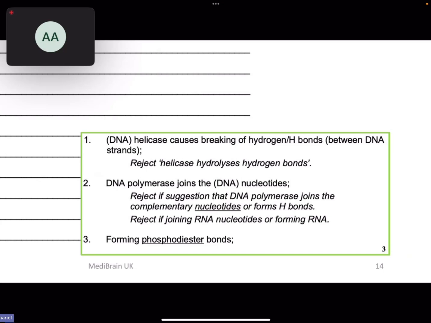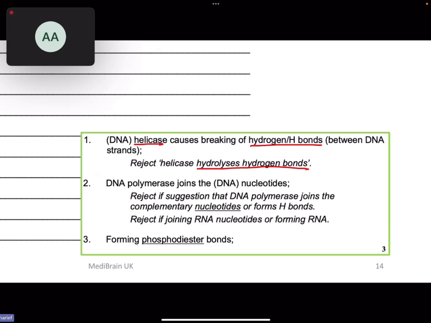Okay, DNA helicase causes the breaking of hydrogen bonds. We need helicase. Don't say hydrolyzes hydrogen bonds, because they will always reject that. They don't hydrolyze hydrogen bonds. They don't release water. We know that the formation of phosphodiester bonds uses a condensation reaction, however, that's between the adjacent nucleotides. It's not interfering with the hydrogen bonds. So the water doesn't actually come from the hydrogen bonds.